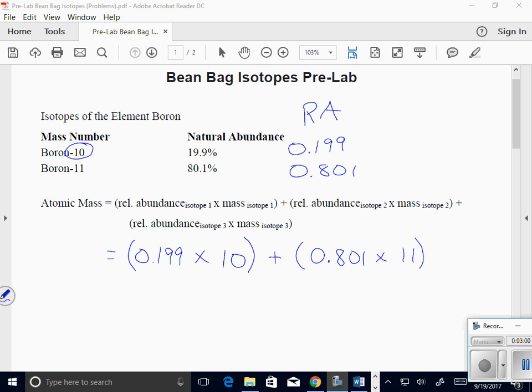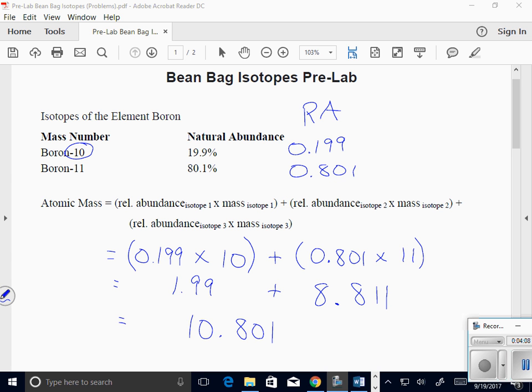So, when I do my calculation, 0.199 times 10 is going to give me 1.99. 0.801 times 11 is going to give me 8.811. When I add those two together, I get 10.801. Is that pretty close to the 10.811 that the periodic table has? Yeah. Okay. Pretty close right there. So that's where I'm getting that number. And that number is the average of all the isotopes.